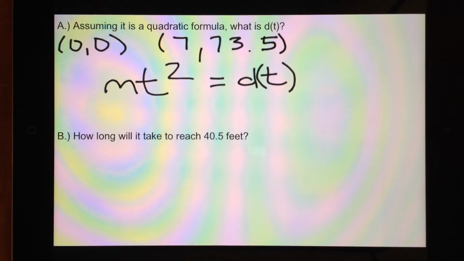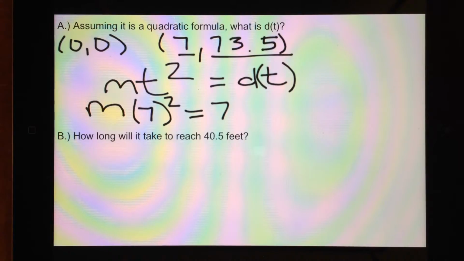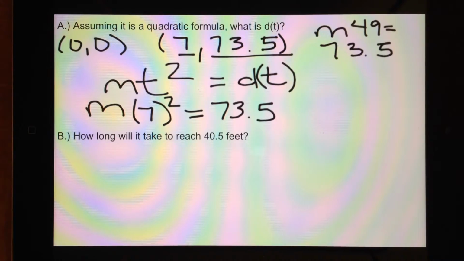But we have our values of 7 and 73.5 solved. So we leave m as it is, because that's what we're trying to find, insert 7, and insert 73.5. Continuing that, we know m times 49 will equal 73.5. Well, 73.5 divided by 49 happens to be a pretty number, 1.5. So our final equation would be 1.5 times t squared equals d of t.